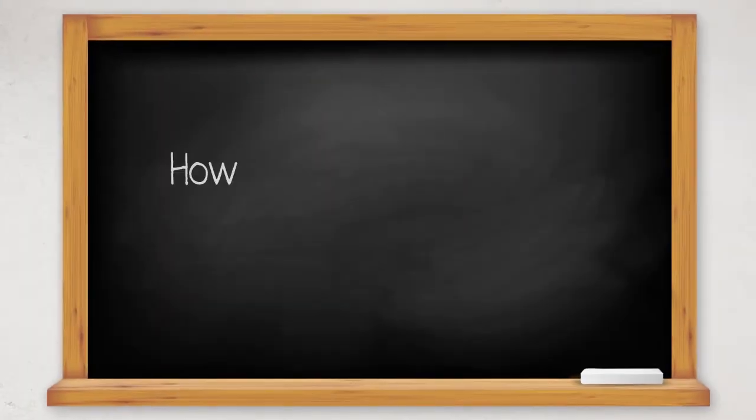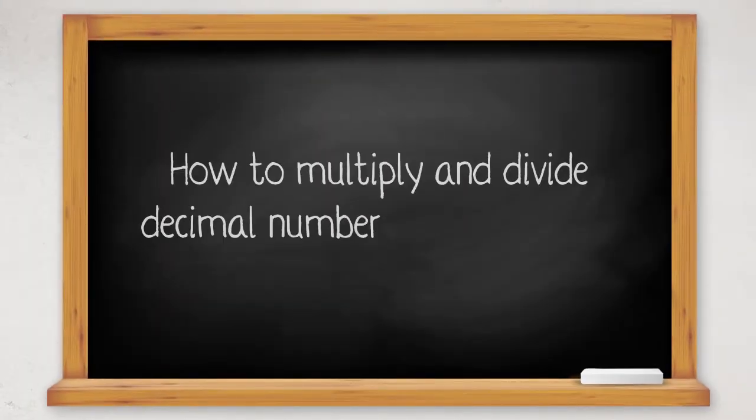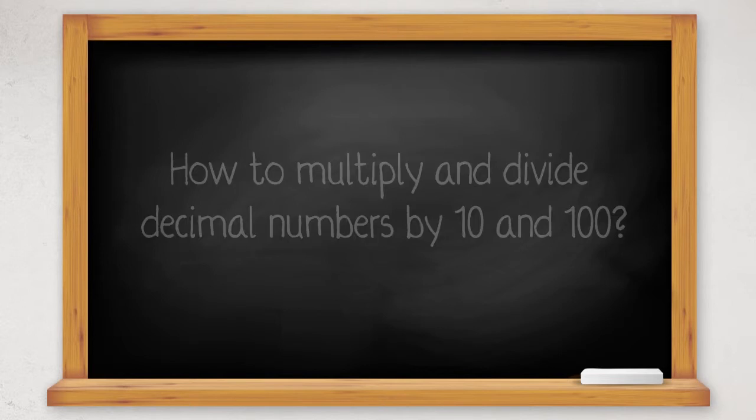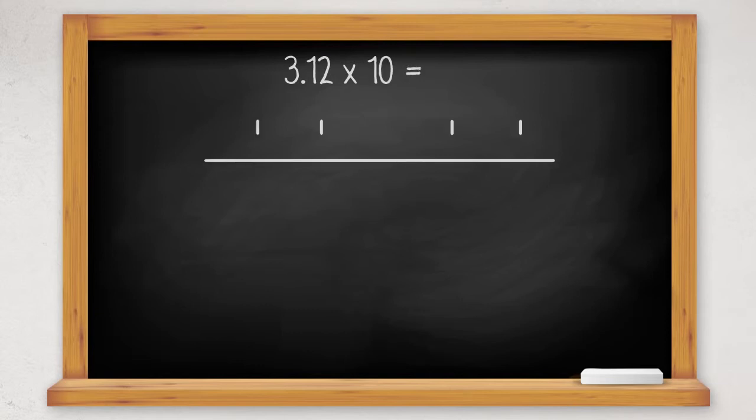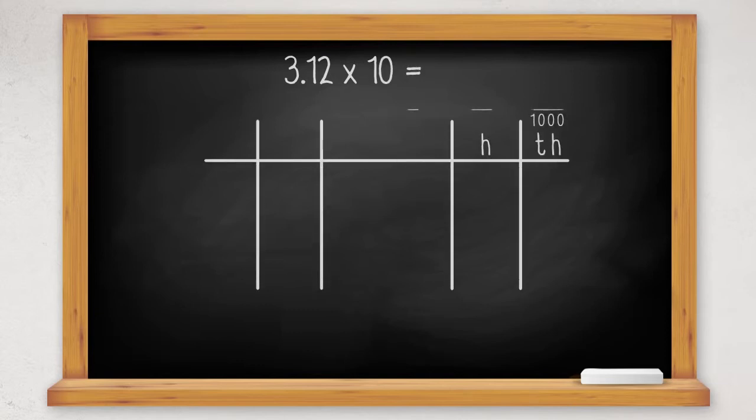We're going to learn how to multiply and divide by 10 and 100. We want to multiply 3.12 by 10. When we multiply or divide decimal numbers by 10, 100 or 1000, it is often helpful to write the number in a place value table. So we write 3 units, 1/10 and 2/100.